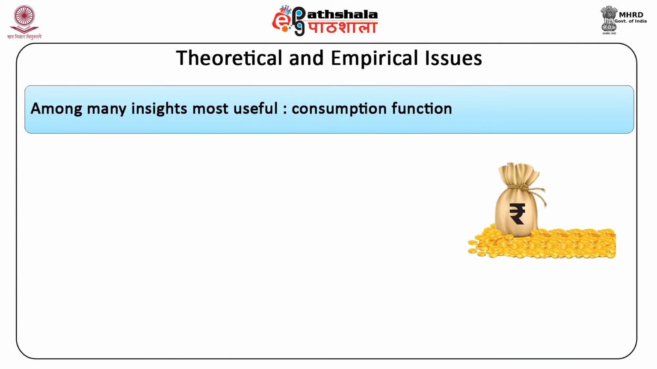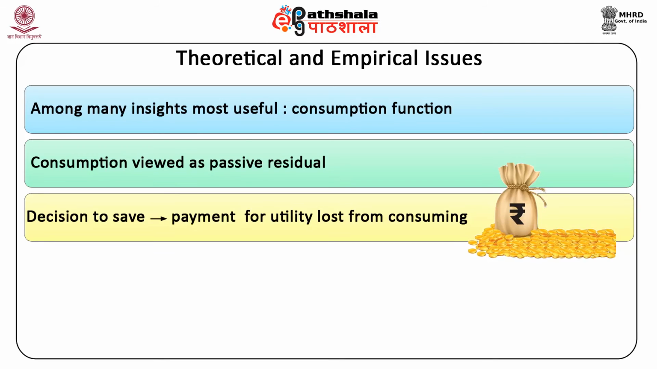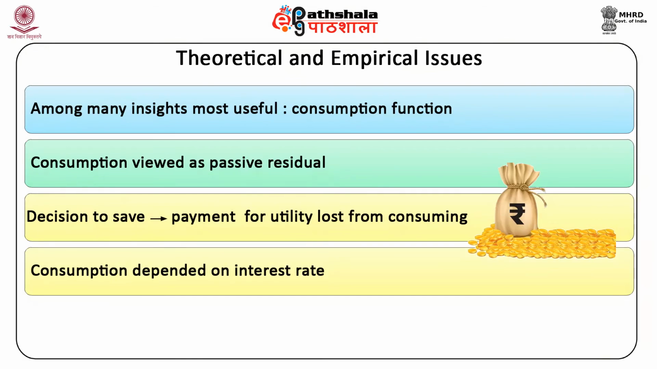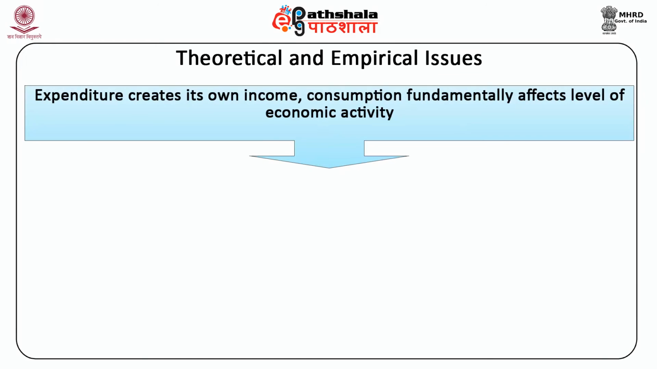Among many insights found in the General Theory, one of the most useful has been the consumption function. Prior to Keynes' theory, consumption had been viewed as a passive residual, the amount of income remaining after saving. Since the decision to save was determined by the payment for the utility lost from consuming, consumption depended on the interest rate. However, Keynes thought that consumption was both more important and complicated. Since expenditure creates its own income, consumption fundamentally affects the level of economic activity.